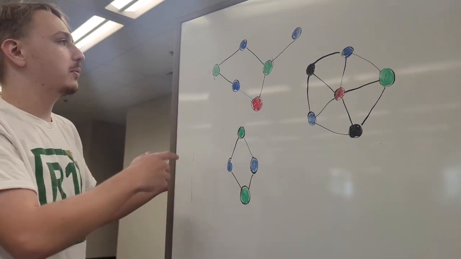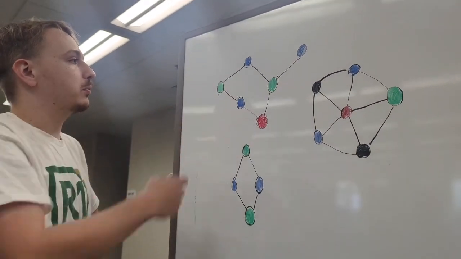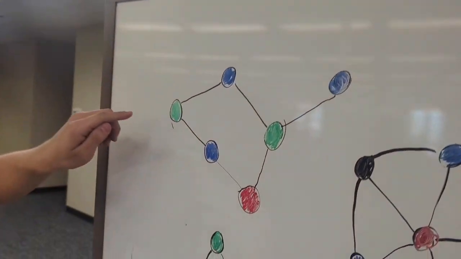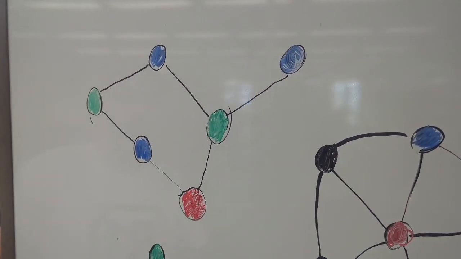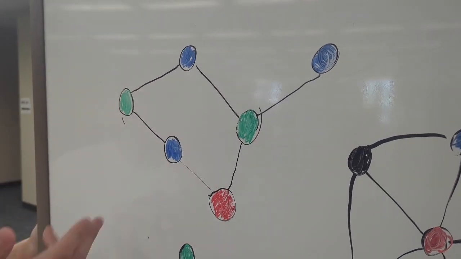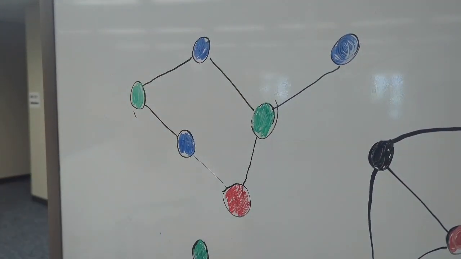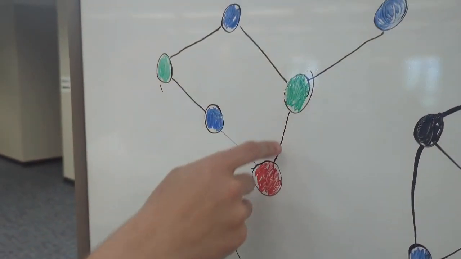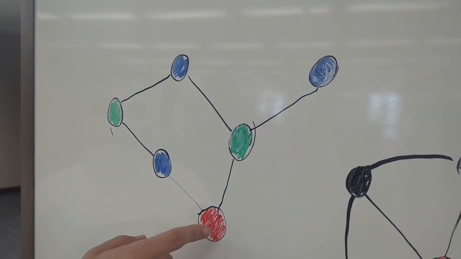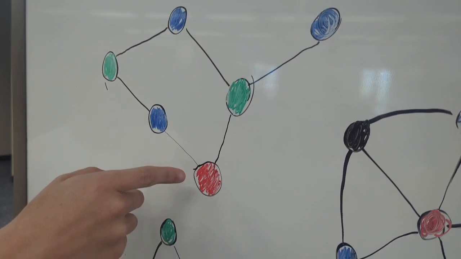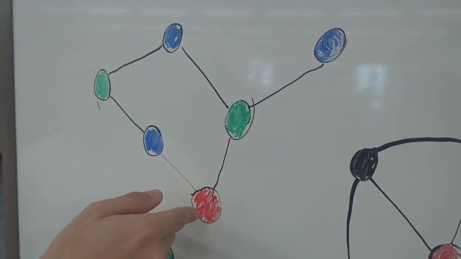So on the first example here, our starting point would be blue, and these next two points can be green because it's not blue. This next point here can be blue because it's not touching the top blue, and this point here has to be red. It can't be green because it's touching green.